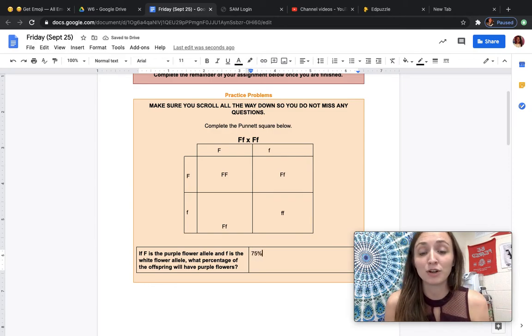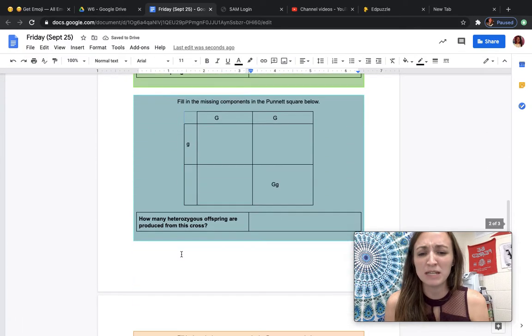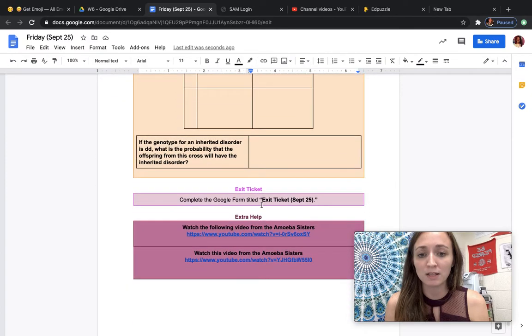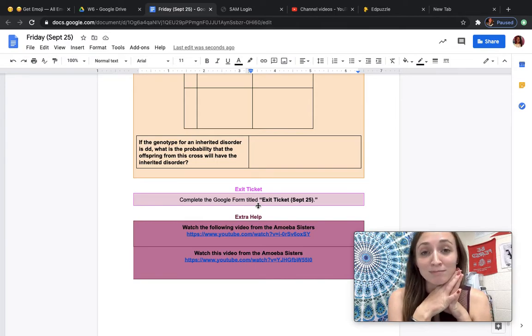Okay, that's how you're going to do all of these questions. Pretty easy. Just fill in the missing parts of each Punnett square, and then don't forget to do your exit ticket. Please, please, please do it. It's important, and plus you get points for it, so don't forget it.